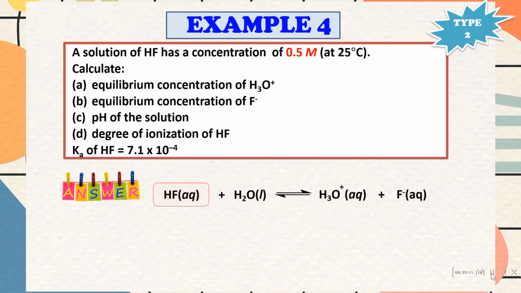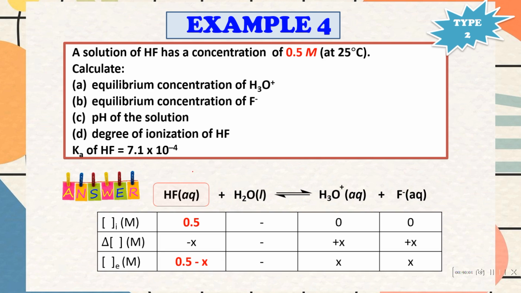Alright, next you have to draw the ICE table. Substitute the initial concentration. So it's already given, 0.5. As for the H2O liquid, it's not considered, just write dash, dash, dash. H3O+ and F- are 0, because they are not formed yet.